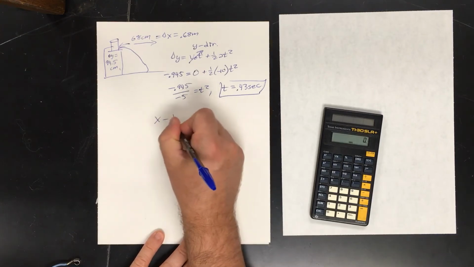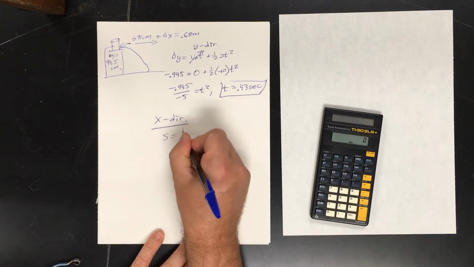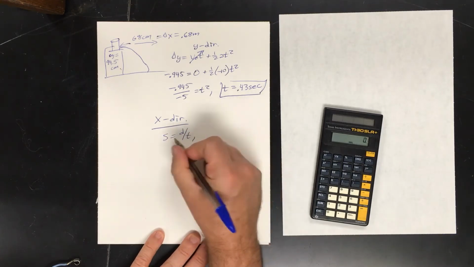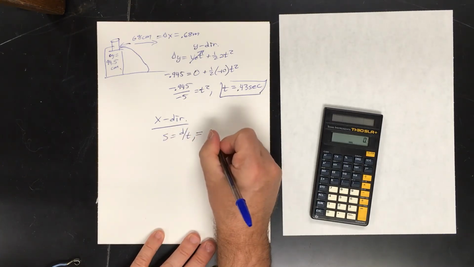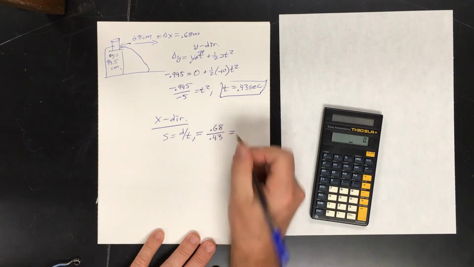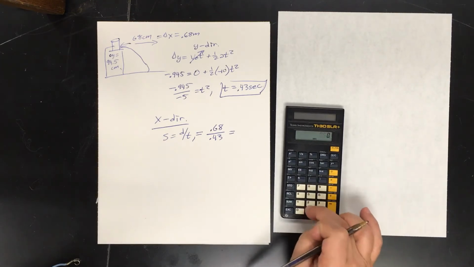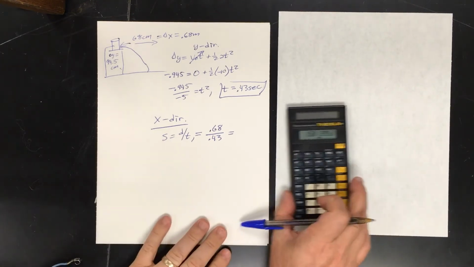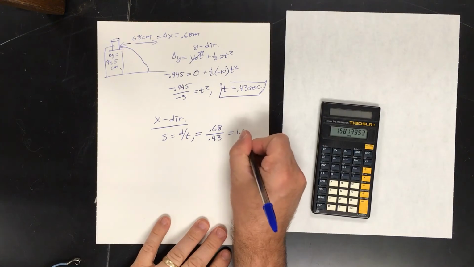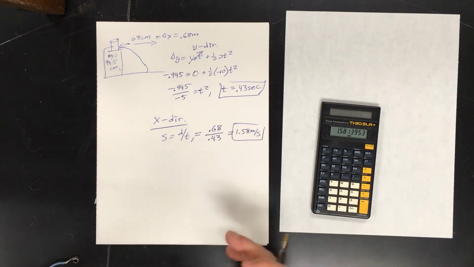Now in the x direction, since it's at constant speed, since a equals 0, speed equals distance divided by time, and we're trying to calculate the speed. Our distance is 0.68 meters divided by 0.43 seconds gives me 1.58 meters per second. Is that correct? I don't know. We think it is.